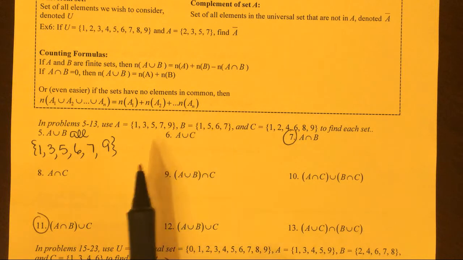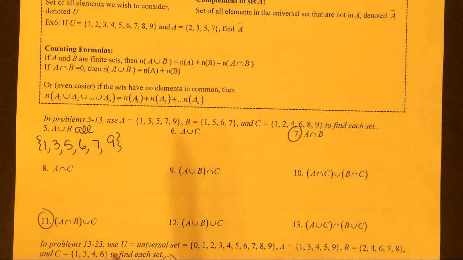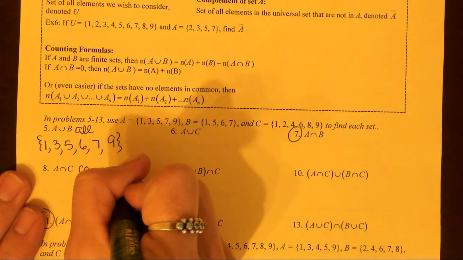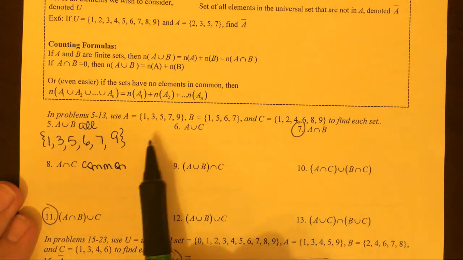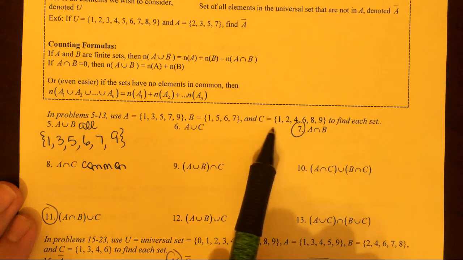All right, so let's go do an intersection. Let's do number 8. So number 8, remember when I want to do an intersection, I want to know what do they have in common. So on number 8, they want to know what does A and C have in common. So A has a 1, C has a 1.